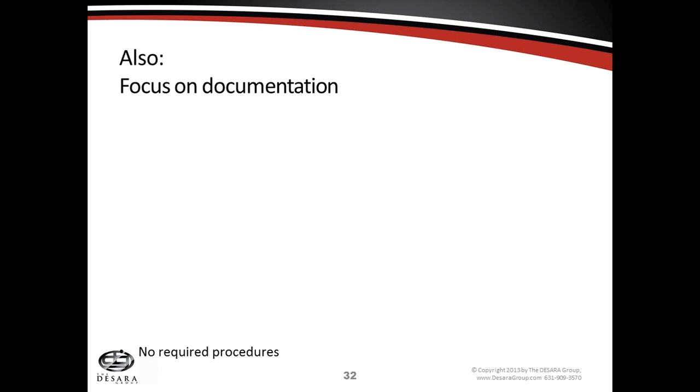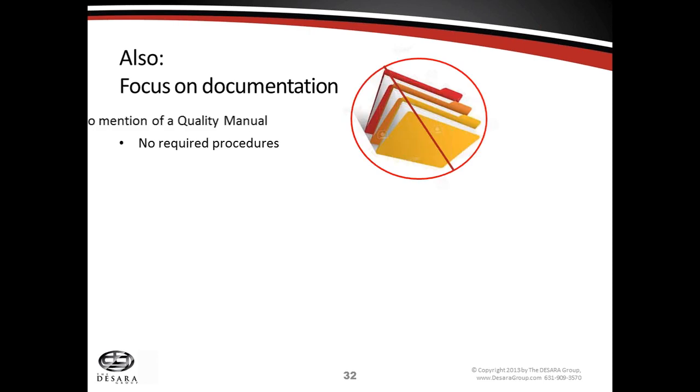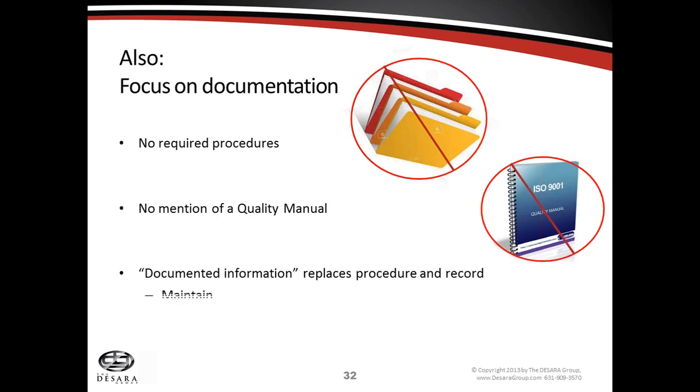The term external provider now encompasses both suppliers and subcontractors. So those words have almost disappeared from the standard, and now external provider is in place for that. I think probably the most extensive change has happened with documented information. And so the focus on documentation has changed quite a bit. There are no longer any required procedures in the new standard.